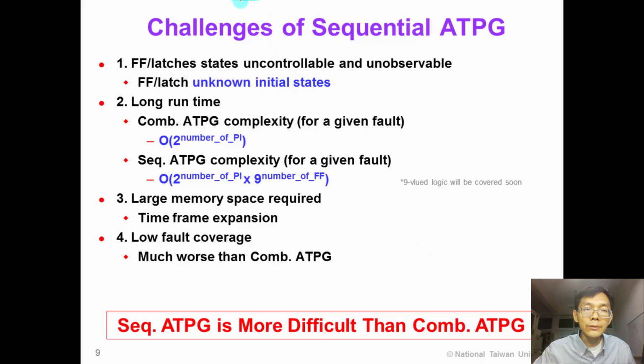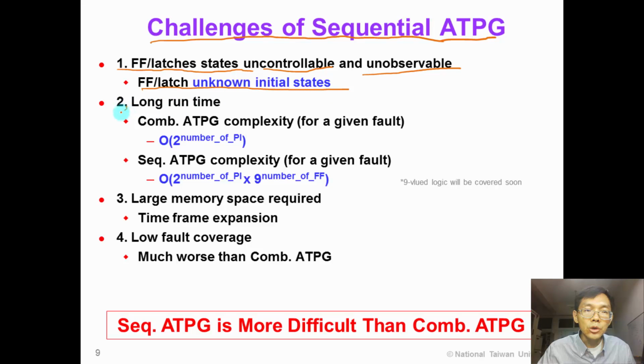There are many difficult challenges for sequential ATPG. First, flip-flop or latch states are not controllable. They are not observable. This is particularly difficult when the circuits are powered up with an unknown initial state.